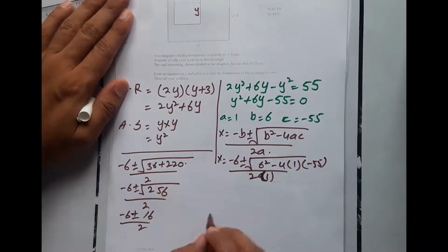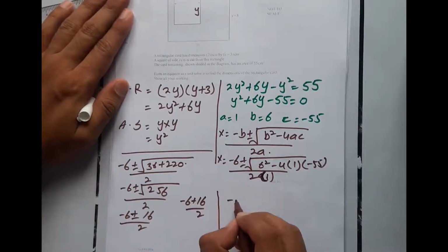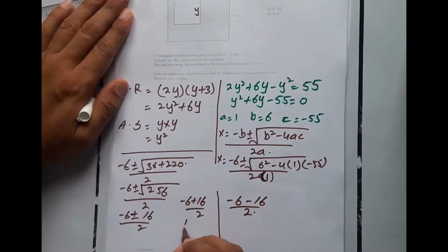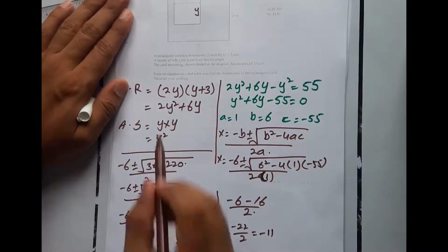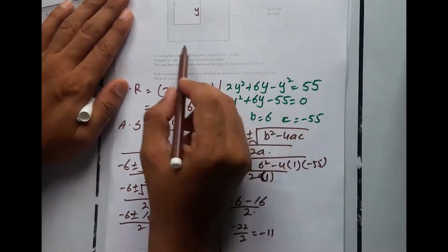Okay, we can write them separately. Minus 6 plus 16 over 2 and minus 6 minus 16 over 2. This will become 10 over 2, which is equal to 5, and this will become minus 22 over 2, which will be equal to minus 11. We can't take value as minus. Now we have to find an expression or solve it to find the dimension of rectangular card. We have to find the dimension.